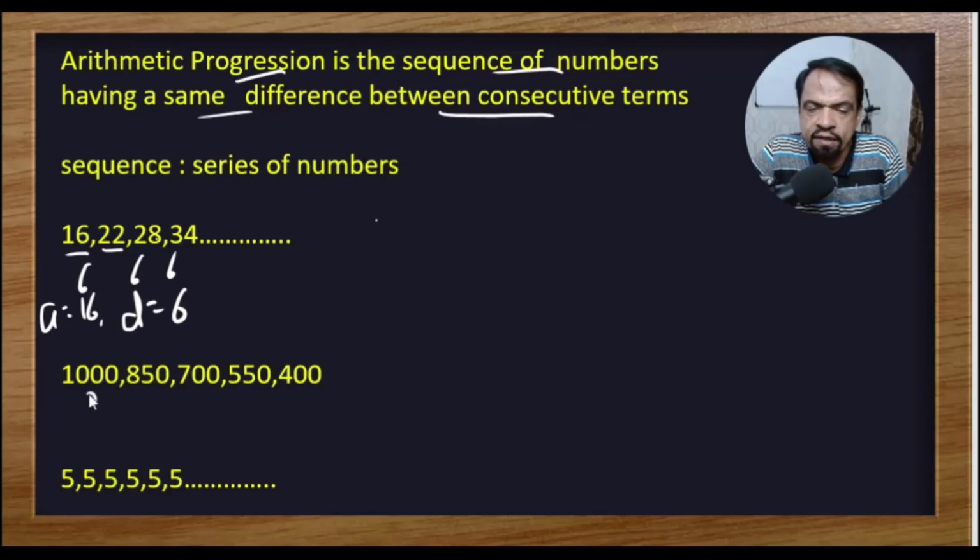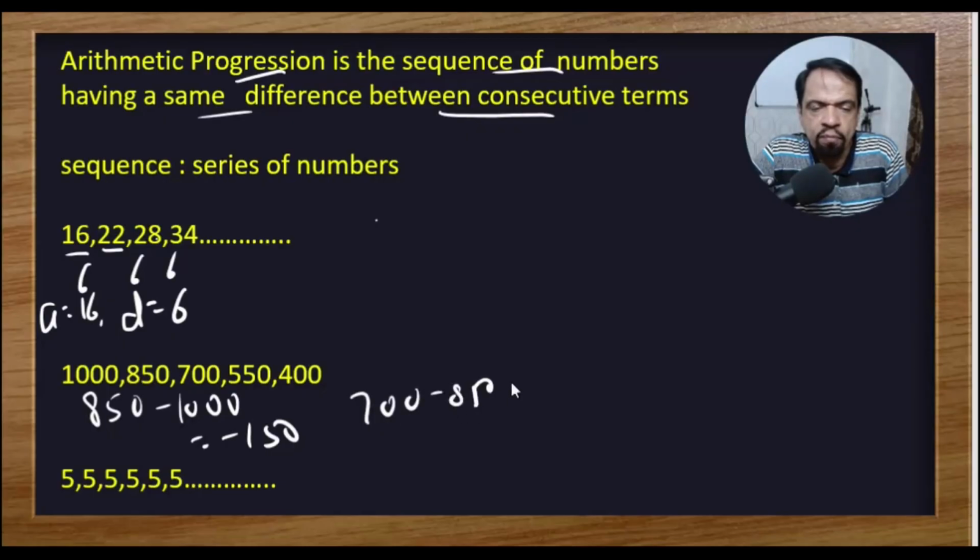तो हम क्या करेंगे? जो सक्सेसिव टर्म है उसको पिछली टर्म से माइनस करेंगे. So it will be minus 150. 700 minus 850 it is also minus 150. So common difference D is minus 150. First term A is 1000.